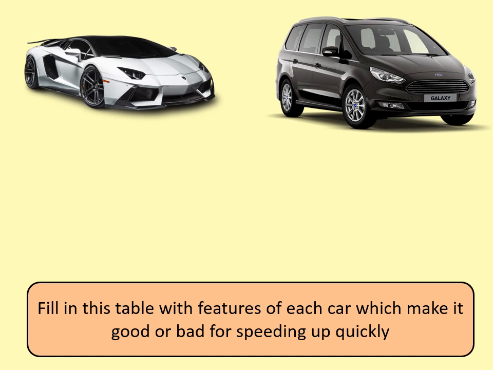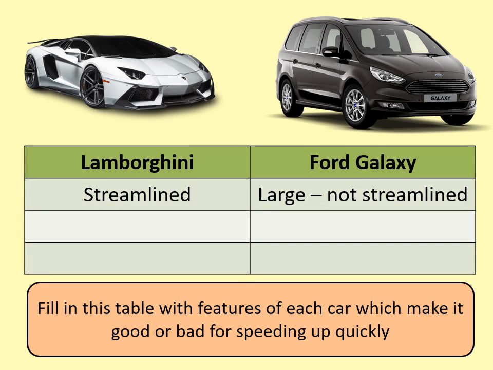And I'm pretty much sure the first thing that comes to your mind would be something to do with its shape. What can you say about the Lamborghini? It is more streamlined. But the Ford Galaxy is not streamlined. It is too big, isn't it? Anything else you can think about which makes Lamborghini take that speed that it gets?